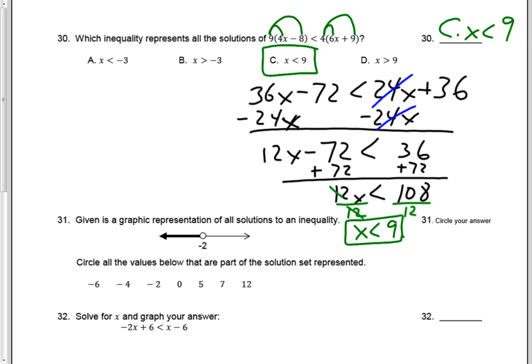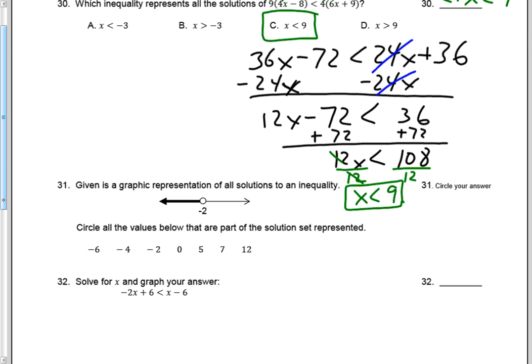31. That was your answer. How come -2 is not part of the answer? Because -2 is not closed. It's because of the circle. The circle's open, which means it's not part of the answer. If the circle's closed, then it's part of the answer. So we just wanted stuff less than -2, and that's just -6 and -4.